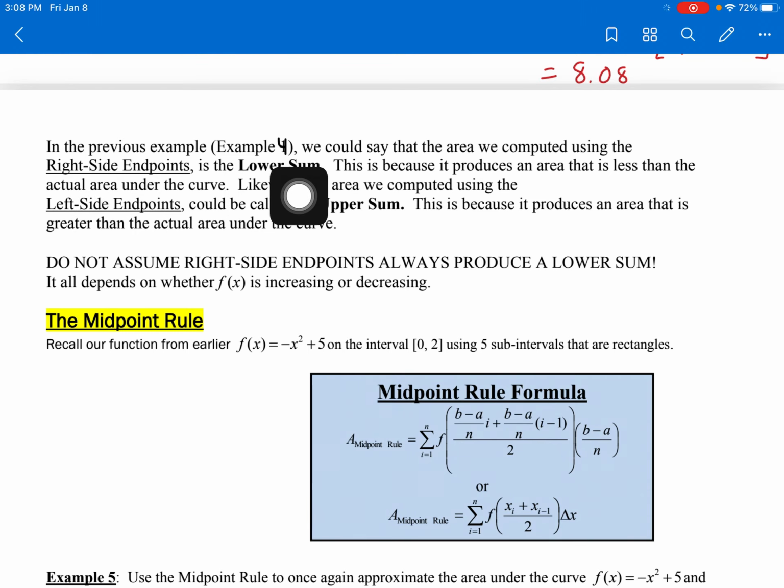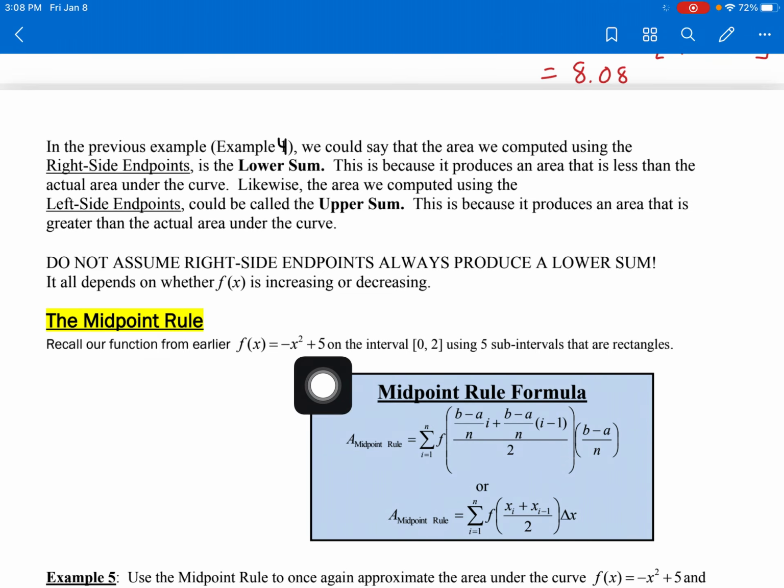Okay, so it says in the previous example, and it actually is supposed to say example 4, we could say that the area we computed using the right side endpoints was the lower sum because it produced an area that's less than the actual area under the curve. Likewise, the area that we computed using the left side endpoints could be called the upper sum because it produced an area that's greater than the actual area, so that was an overestimate. So don't assume that right side endpoints always produce a lower sum. And again, it depends on whether the function's increasing or decreasing. So that's what we're seeing here.